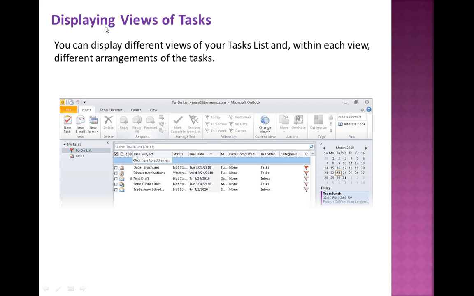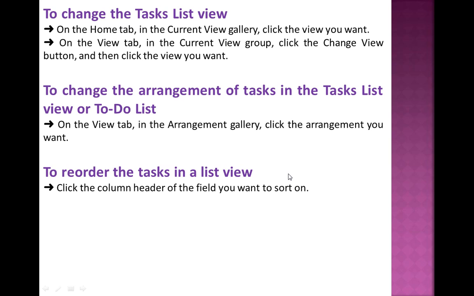These are the multiple views. Then, display views of tasks. You can display different views of your task list, and within each view a different arrangement of the tasks. This is how we can display the tasks in multiple views. This is different in the to-do list. This is only tasks. This is a navigation pane, or this is a to-do list.